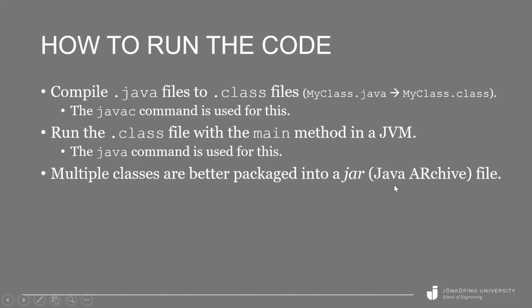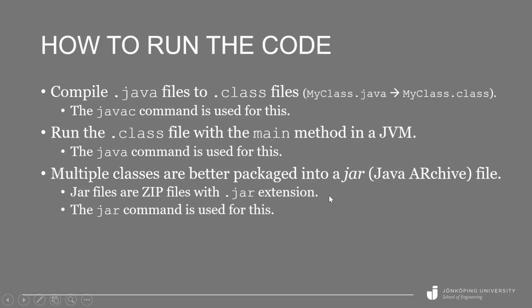A Java archive file is simply a zip file that contains all of the files with the bytecodes. But instead of having the file extension .zip, it usually has the file extension .jar to indicate that it's a Java archive. If you want to package it like this, then you can use the jar command.